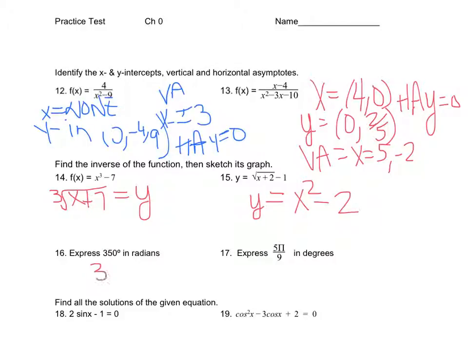So I have 35/18 over pi. And then for 17, you're going vice versa, and I have 100 degrees.